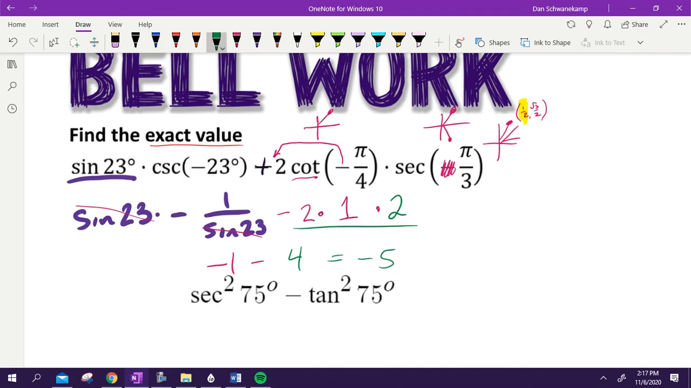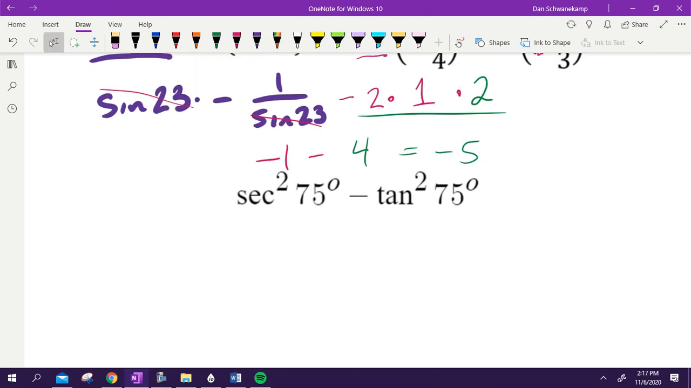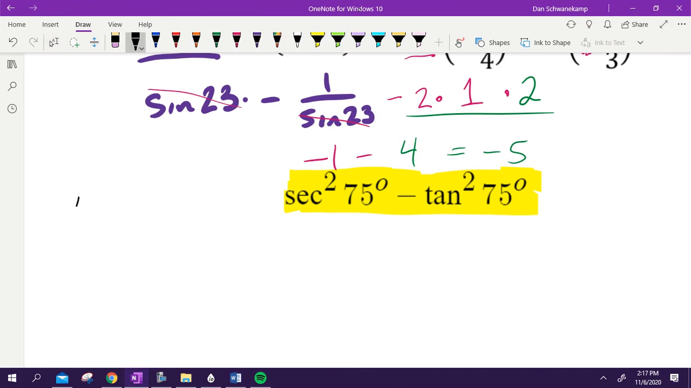Everybody kind of okay with what we did there? Let's do the last one. Secant squared of 75 degrees minus tangent squared of 75 degrees. And we're going to do this a lot more later on. But for right now, anytime you see trig functions squared, you should start thinking Pythagorean identities. Okay? And so in other words, I'm going to write down Pythagorean theorem. But it's not sine and cosine. Sine and cosine is the easy one. This one's not sine and cosine. It's secant and tangent. Well, what do I need to divide everything in this problem by to make it become secant?